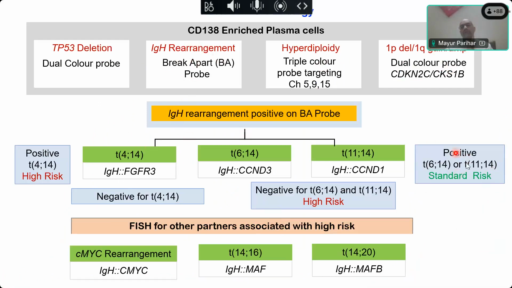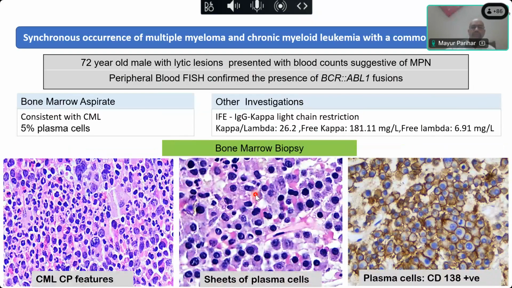So 614 or 1114 we do first if it is standard risk, and if that is negative, then we look for the high risk abnormalities. And then the other FISH probes that are associated with high risk are CMYC, 1416 and 1420. You have to have a strategy in order to judiciously use the enriched plasma cells and also judiciously save money for the patients. So you can develop your stepwise strategy and then FISH for these patients.